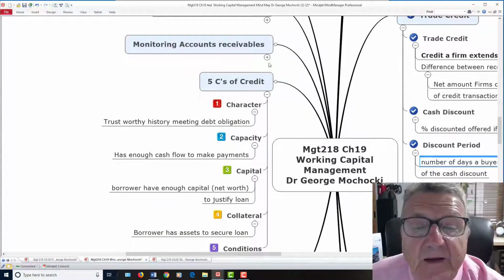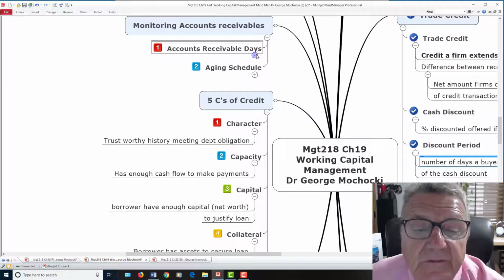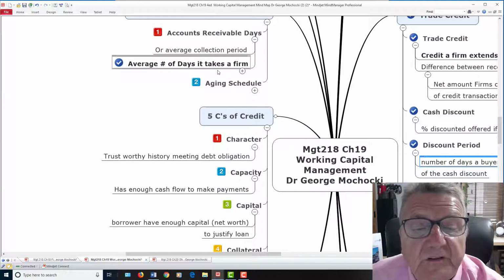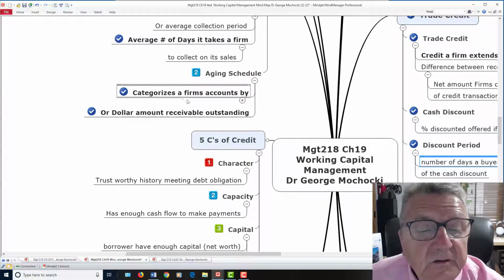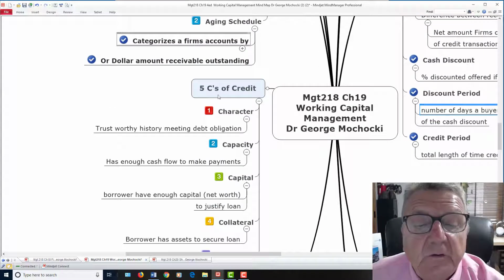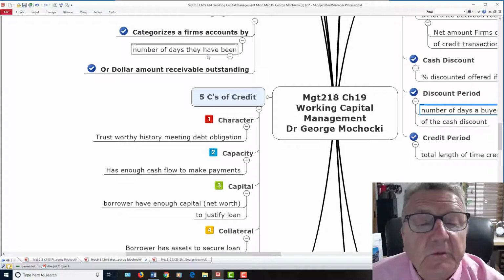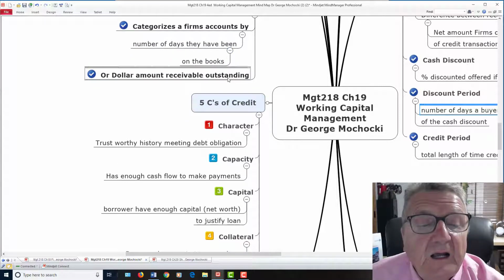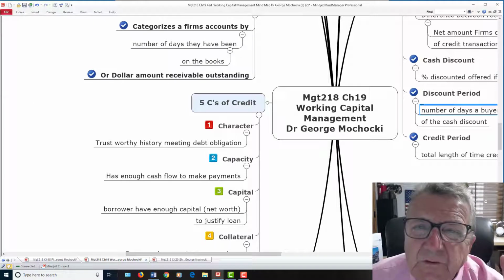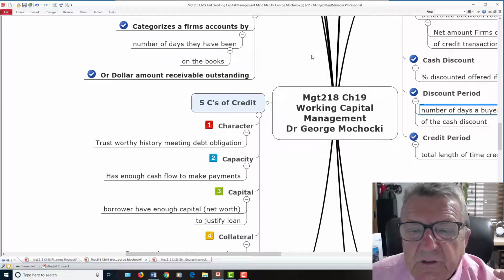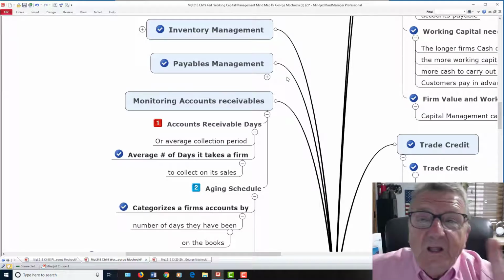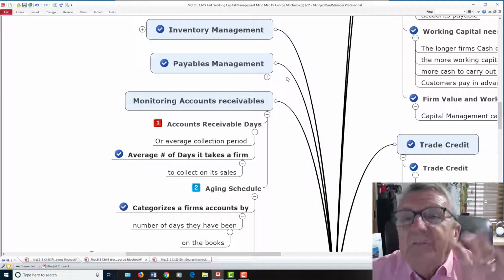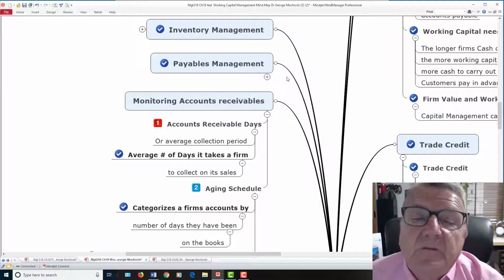Okay, and then monitoring accounts receivable, the average days it takes for a firm to collect its sales. We talked about that already. Aging scales categorize a firm's accounts by number of days they have been on the books, or dollar amount receivable. These are the different ways you're looking at your accounts receivable, and you make sure you have the right terms for the customer. Some of your accounts receivable are a little bit different. Remember, depending on the customers, like the government, you can't get them on 30 days.